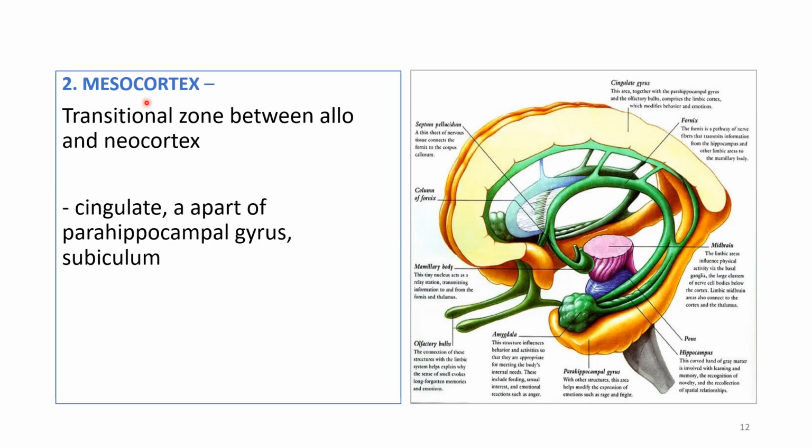Then coming to mesocortex. It is the transitional zone between the allocortex and neocortex. So this includes cingulate gyrus, a part of parahippocampal gyrus and subiculum. Okay, cingulate gyrus, a part of parahippocampal gyrus. This is cingulate gyrus. Okay, and a part of parahippocampal gyrus and subiculum.